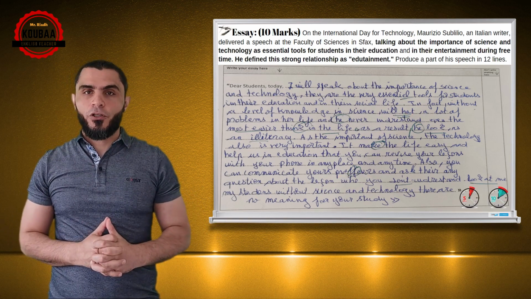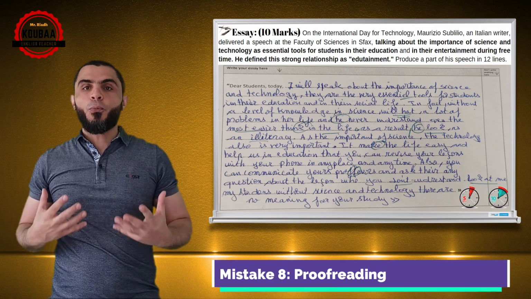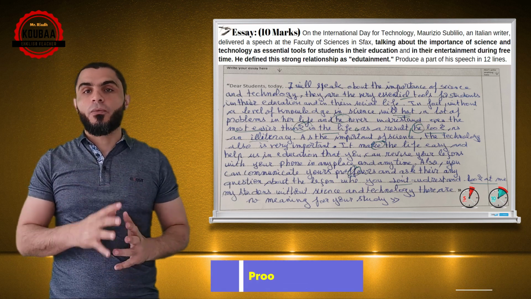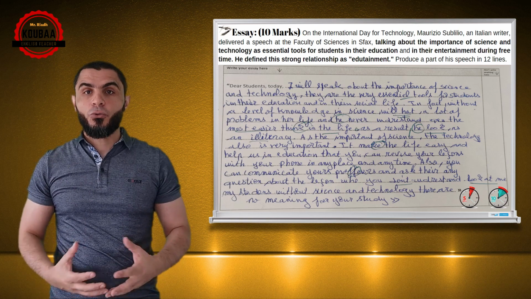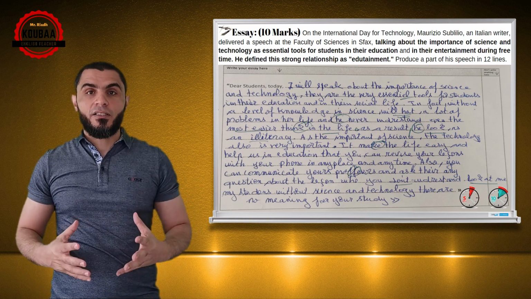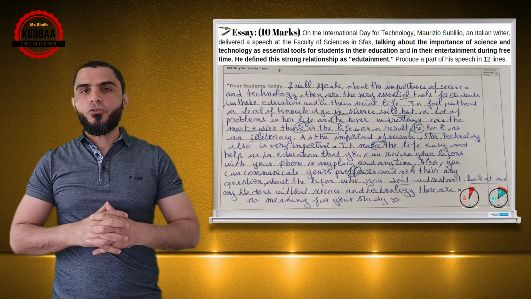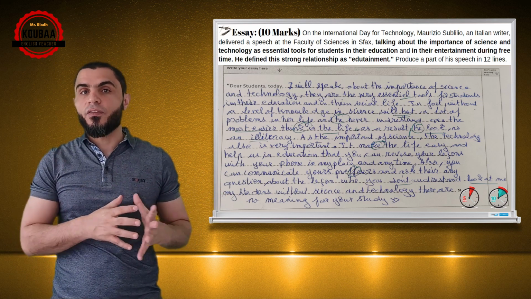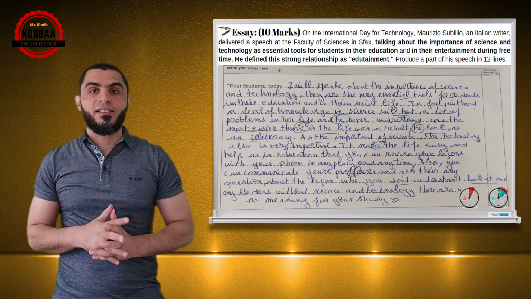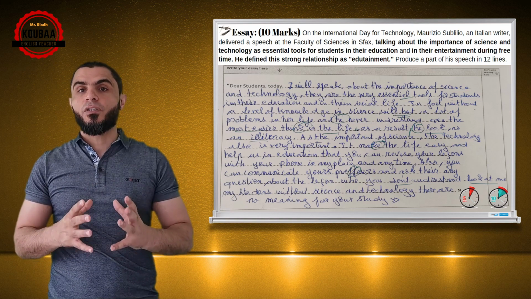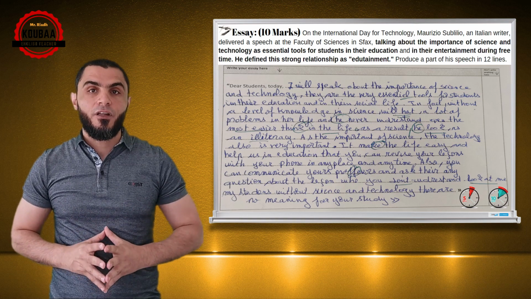This leads me to my next point, which is mistake number 8, proofreading. Proofreading means finding and correcting mistakes in a text. It provides you the final polish to your words, ensuring clarity of message and good grades. To do so, I advise you to leave 5 to 10 minutes at the end of the exam to go over what you have written, and I'm sure that you will find some mistakes. The majority of students here do not proofread or revise what they have written.